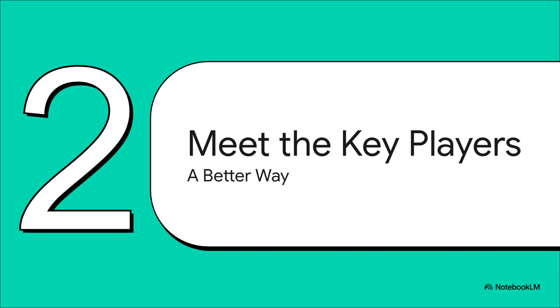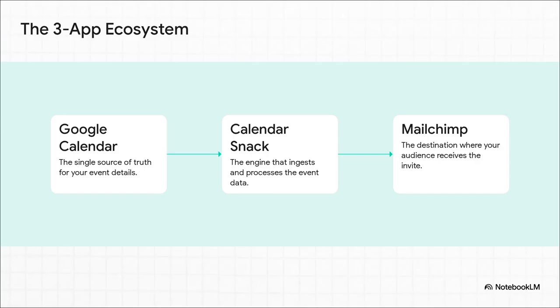So let's meet the key players that make this whole thing work. The solution really just connects three apps you probably already know. First up, you've got Google Calendar. That's your home base, your single source of truth for all the event details. Then you have Mailchimp, which is the destination. That's how you get the invite to your audience. And then the magic ingredient in the middle is a tool called Calendar Snack. Think of it as the engine, or maybe the translator, that gets the other two talking to each other perfectly.